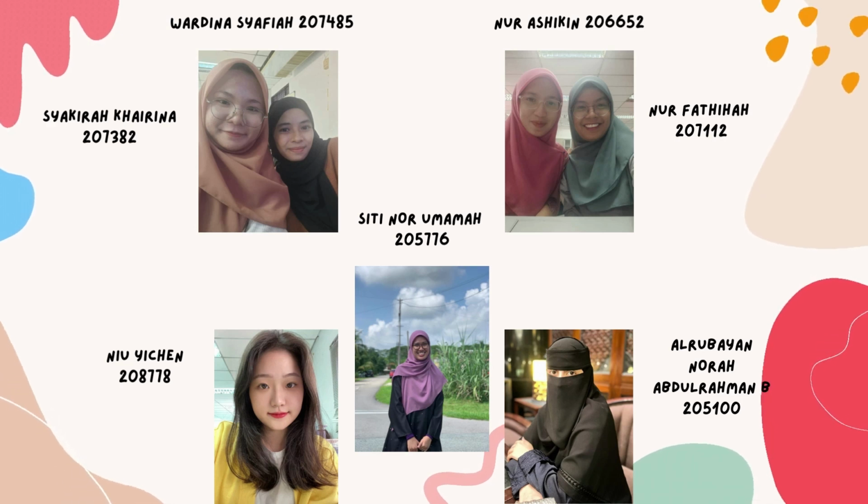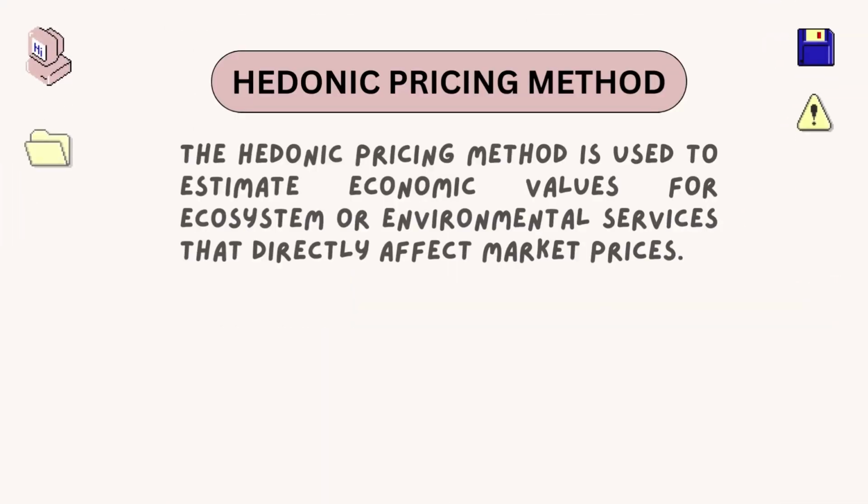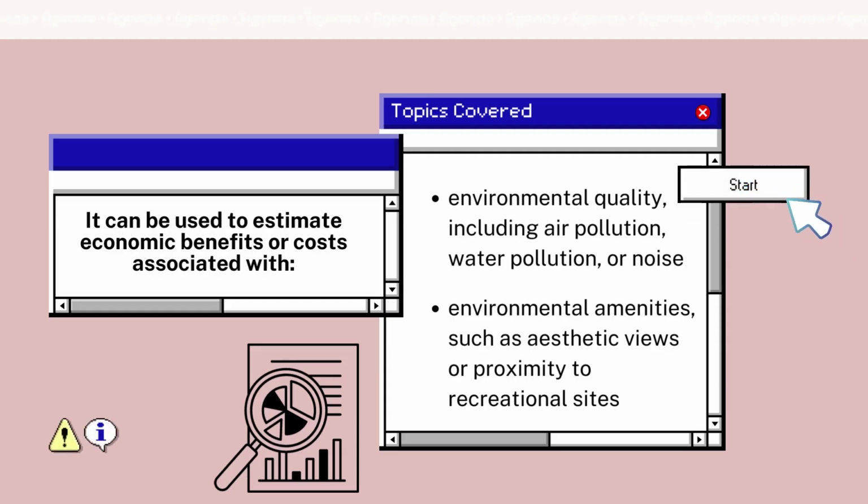Now we will be presenting on hedonic pricing. Let's start our presentation. The hedonic pricing method is used to estimate economic values for ecosystem or environmental services that directly affect market prices. It is most commonly applied to variations in housing prices that reflect the value of local environmental attributes. It can be used to estimate economic benefits or costs associated with environmental quality, including air pollution, water pollution, or noise, and environmental amenities, such as aesthetic views or proximity to recreational sites.